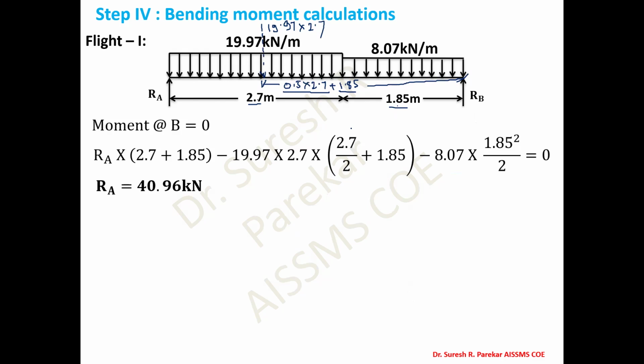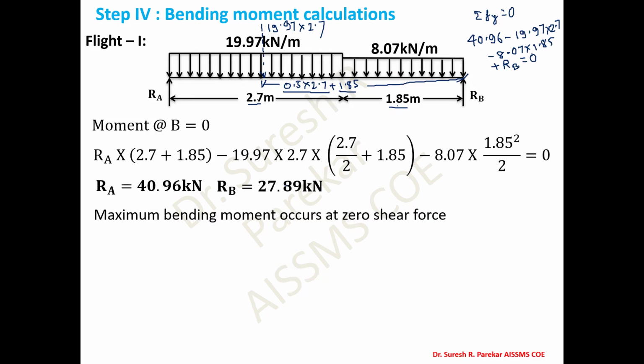Now you can apply summation Fy equals 0. So if we apply summation Fy equals 0, I will write over here summation Fy equals 0. Then we have VA or RA we got 40.96 minus 19.97 into 2.7 minus 8.07 into 1.85 plus RB, and that is equal to 0. And this gives me the value of RB as 27.89 kilonewtons.